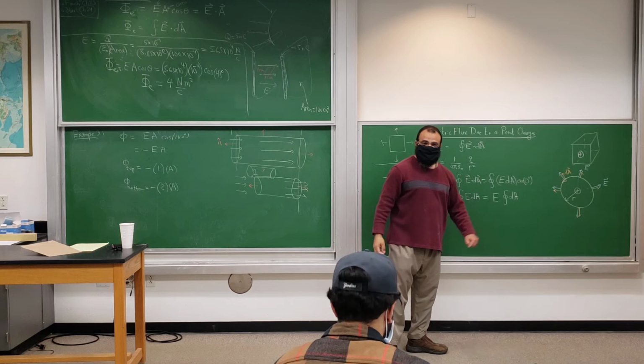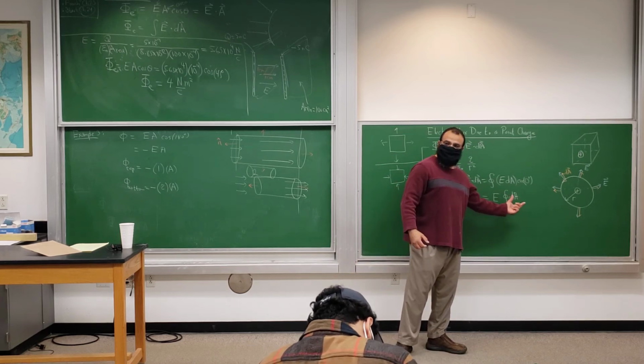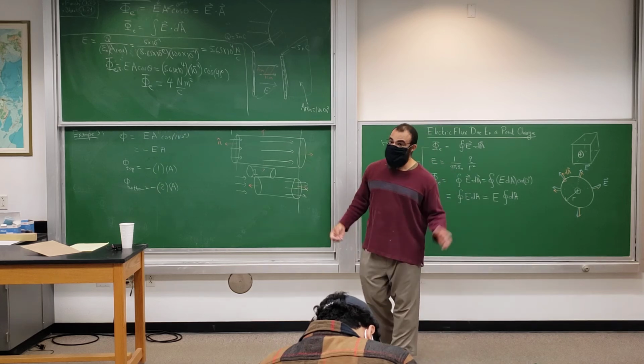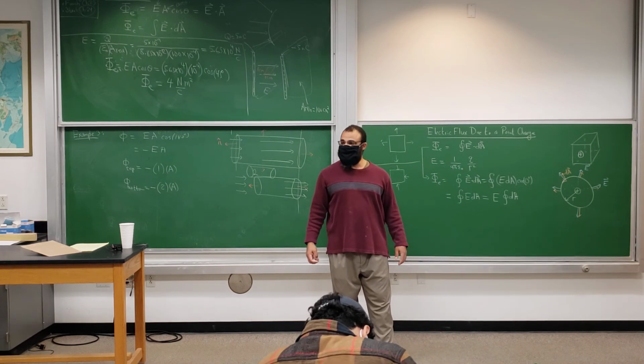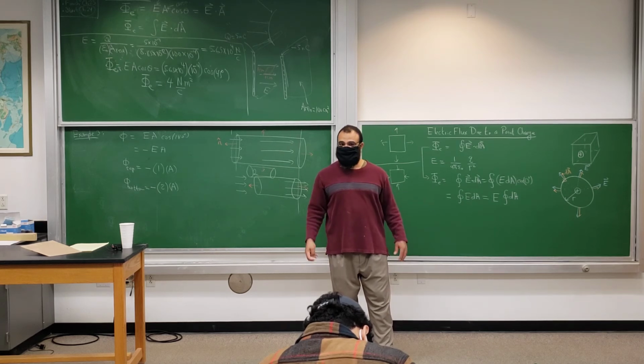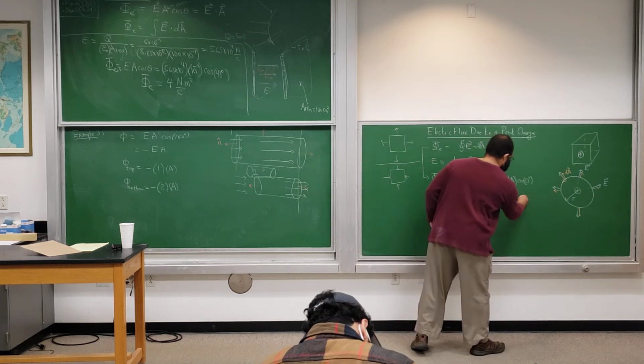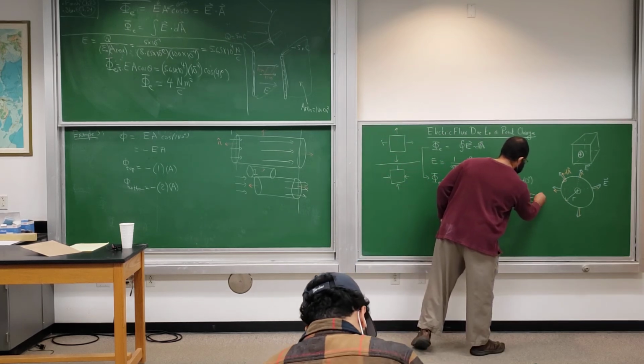So I get to here now. Now here's the next key. What is the integral of dA? Integral of dA is A. And that A will represent the surface area of this sphere. So this will give me E times A.